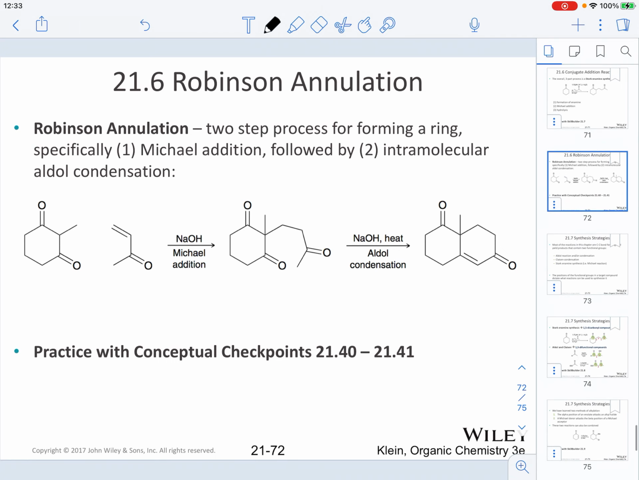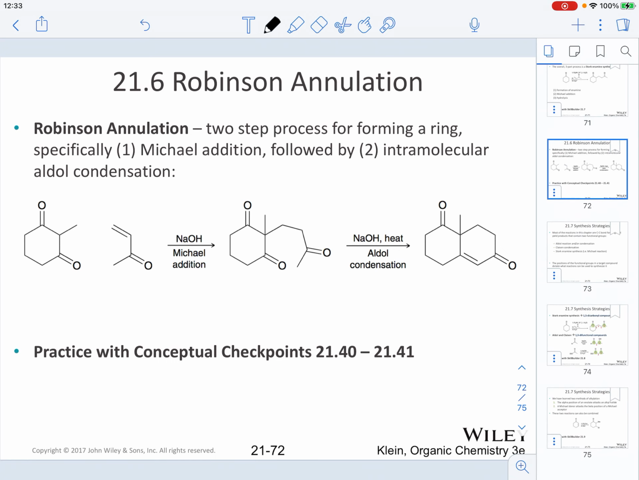The last set of reactions that we are going to be looking at is the Robinson annulation. Understand that Robinson annulation is specifically a 2-step process for forming a ring, in which we're going to have first a Michael addition, then an intramolecular aldol condensation. As you can see, all of the mechanisms for Robinson annulation have been discussed in this chapter previously. That's why we don't have it illustrated step by step.